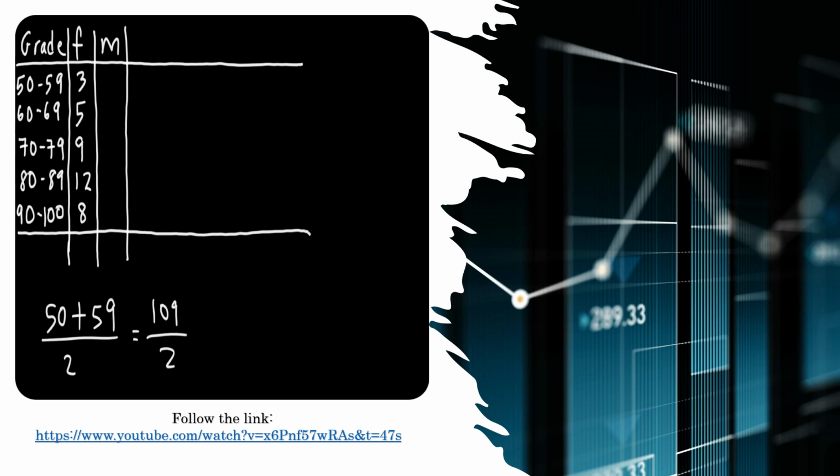109 divided by 2 is going to be 54.5. Now, if we average 60 and 69 for the second range, that's going to give us 64.5. And if we follow the pattern, we can see that the next one is going to be 74.5 and then 84.5.